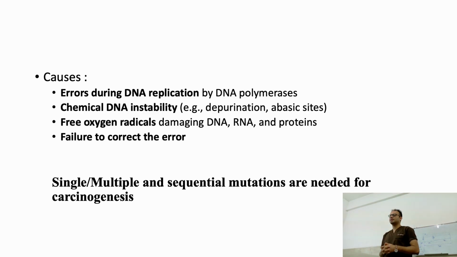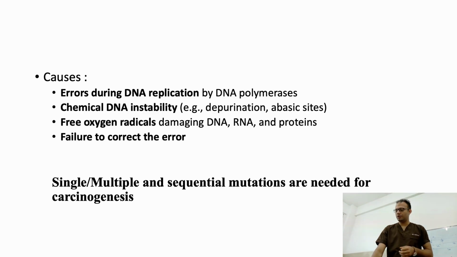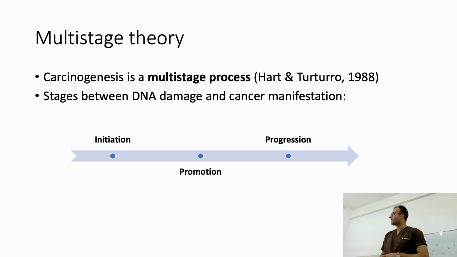And then chemical DNA instability, that is, depurination, or the base pairs of DNA are not aligned properly. And then free oxygen radicals may damage the DNA. And then failure to correct the damaged DNA is also a cause. These four causes were first proposed in 1857, and have been studied in detail till now. He also said that single and multiple sequential mutations are needed for carcinogenesis, which will lead to the formation of the fully malignant tumor.